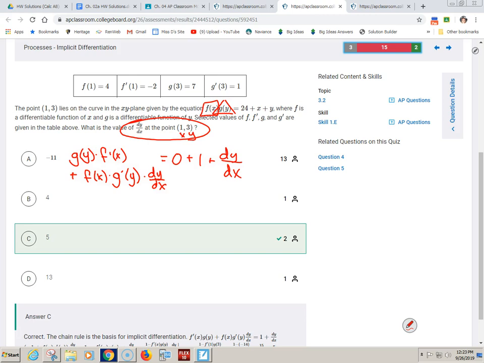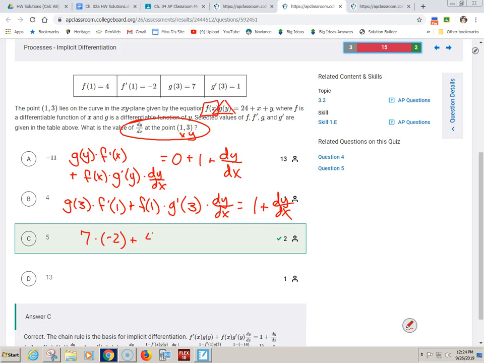Yes. So aren't I going to have g of, well, y is 3. Okay, g of 3 times f prime of x is 1, plus f of x is 1 times g prime of y is 3, equals 1 plus dy dx. You guys remember how if it's just plugging in numbers, you can save this till the end? So then g of 3 is equal to 7 times f prime of 1 is equal to negative 2.